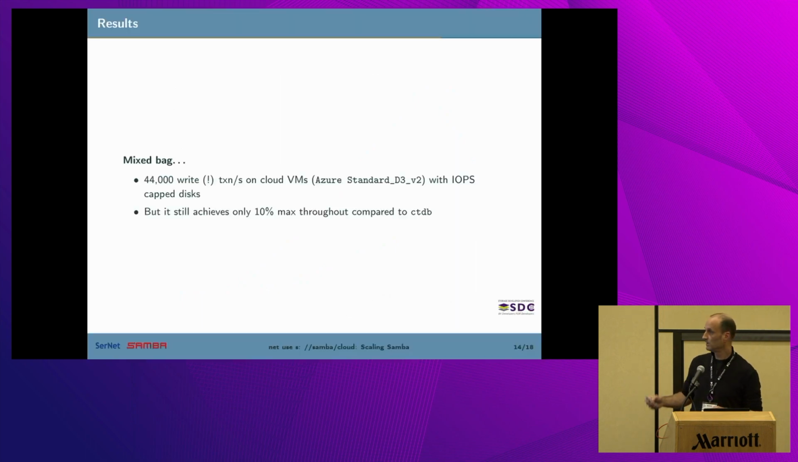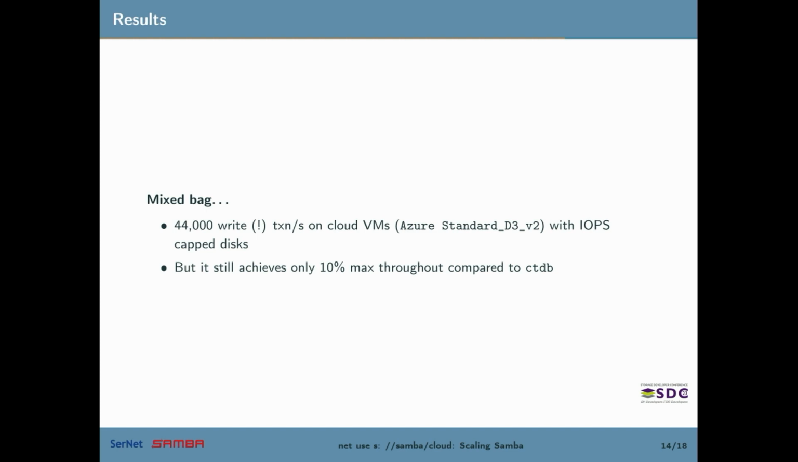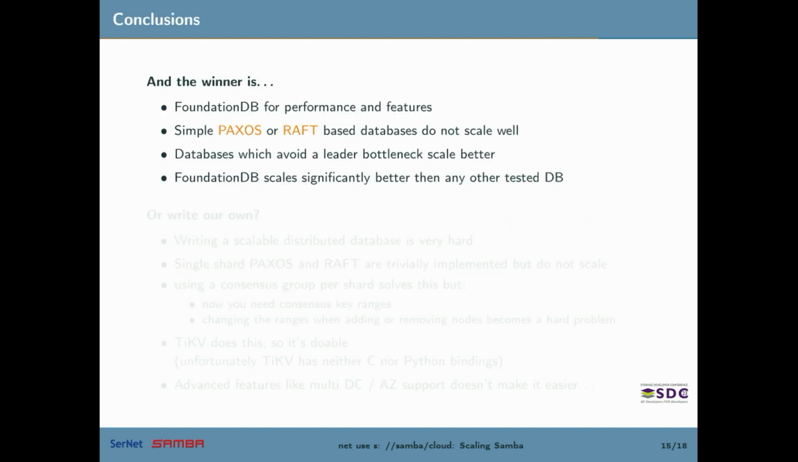Do we have this on the next? Oh yeah, results and conclusions. Yeah, and this is the one that I wanted to point out. So we get something like 12,000 SMB level open and close operations, which translates in the back end of FoundationDB to 44,000 write transactions per second in the FoundationDB cluster. Well, that's not quite right, it's like 20%. I mean, okay. So this looks hopeful, right? FoundationDB is definitely something where more work is needed.